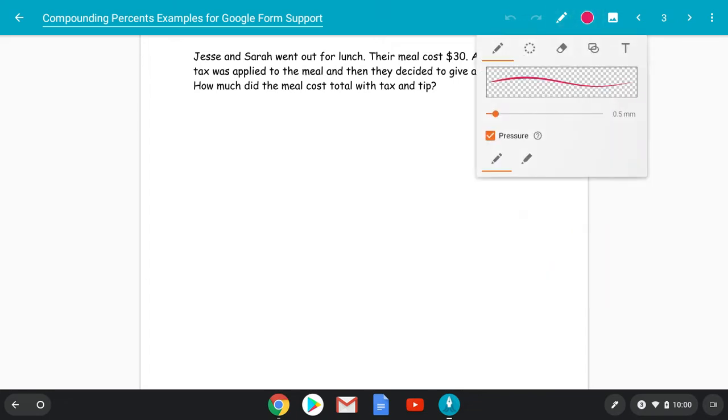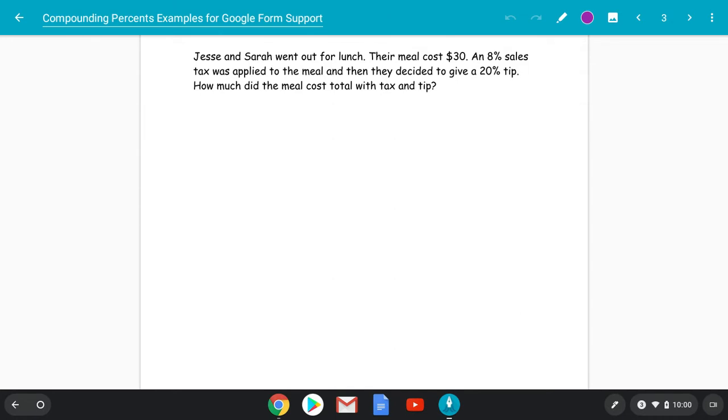So for this question here, let's go through our key pieces of information. We know that the cost of the meal was $30. We have that there is an 8% sales tax being applied to the meal. And then, so we see order here, they decided to give a 20% tip. And we want to know how much did the meal cost total with the tax and tip.